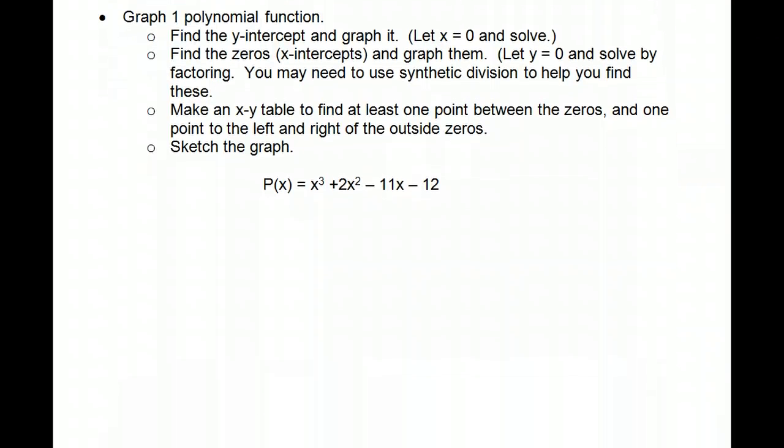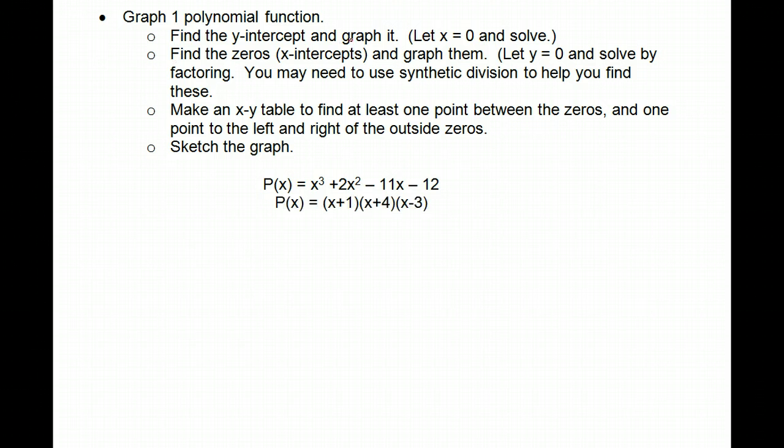Okay, the last part of this says to graph one polynomial function. And here are the steps that we follow to do that. Now, I'm going to take the polynomial function that we looked at earlier in the chapter review, because we've already gone through and done the synthetic division, found the factors, and found the zeros. So let's take a look at what this equation is when we get it all factored.